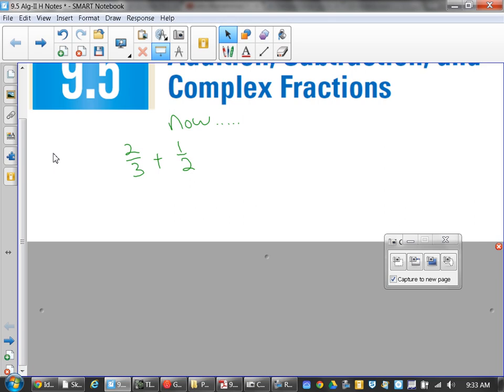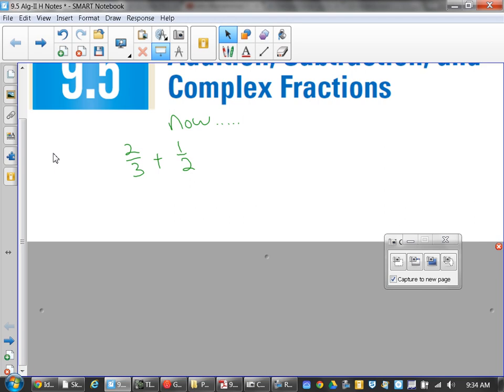2/3 plus 1/2. If you had to do that by hand, because Lord knows you all forgot how to do that. Well, how do you do that, Mr. Suter? So you get the least common multiple or least common denominator of both.